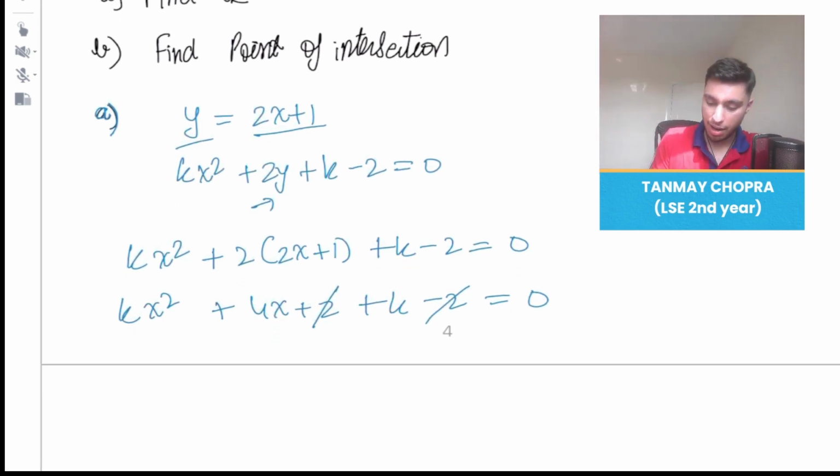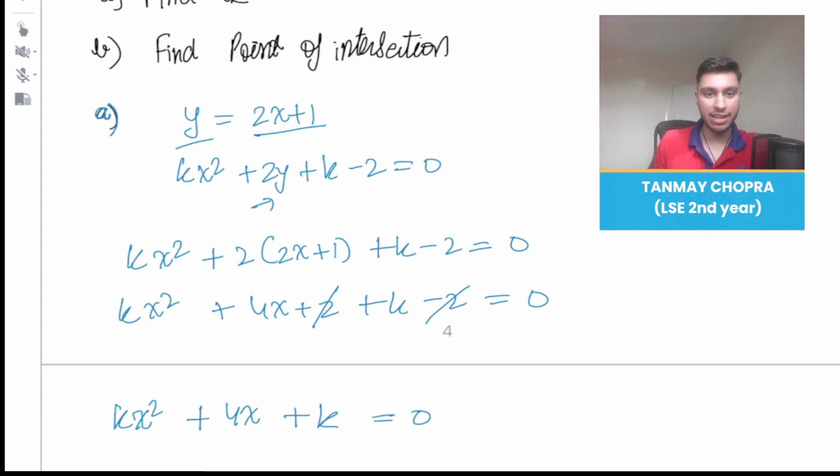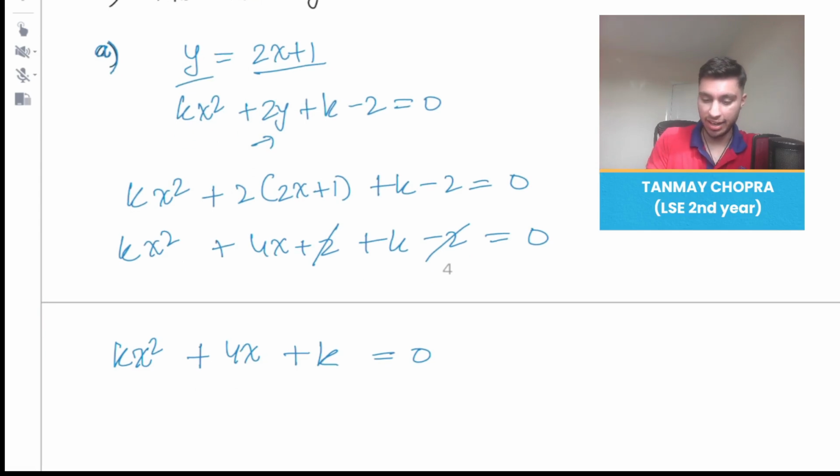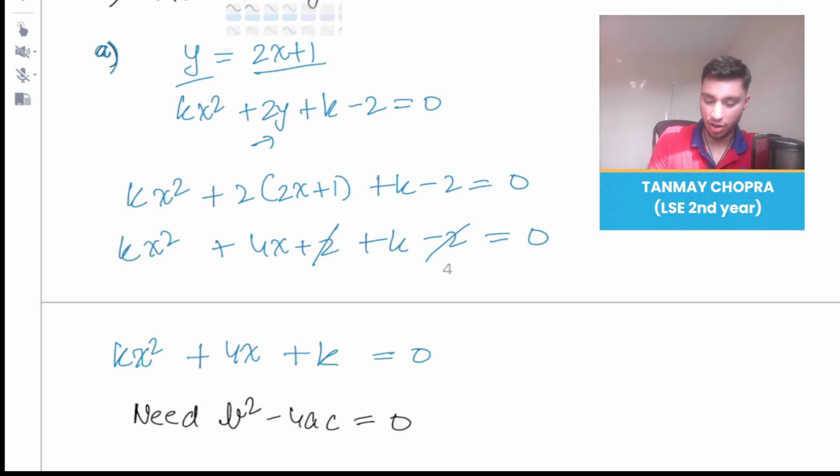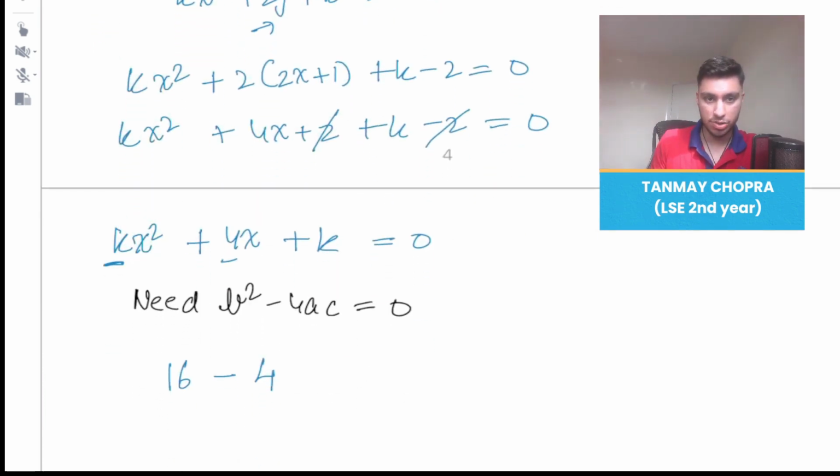The 2 and 2 nicely cancel out. So what am I left with? I'm left with kx squared plus 4x plus k. And k is a constant, so no problems. And now I just need to compute the discriminant, and I need to set it equal to 0. So I need b squared minus 4ac equals 0. And how will I do that? Very simple. What is my b? b is 4. So that would be 16 minus 4. What is a? a is k. So I get 4k. What is c? c is also k. So I get k equals 0.